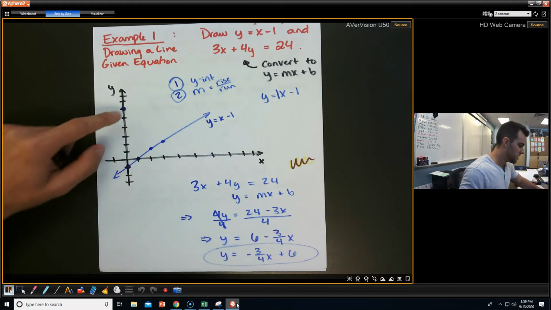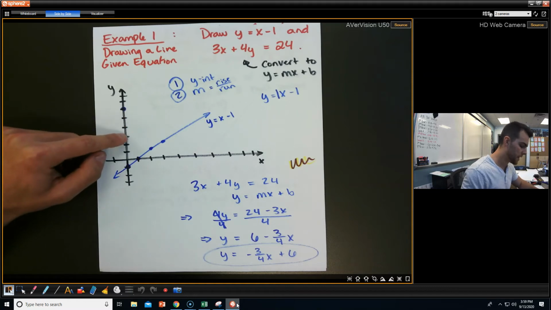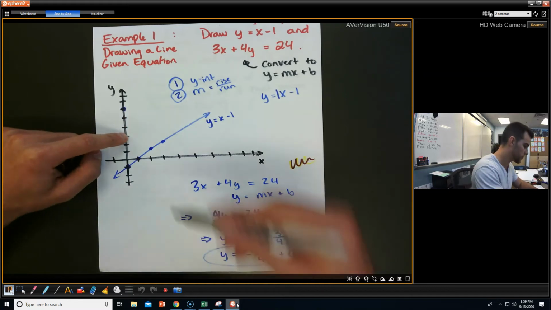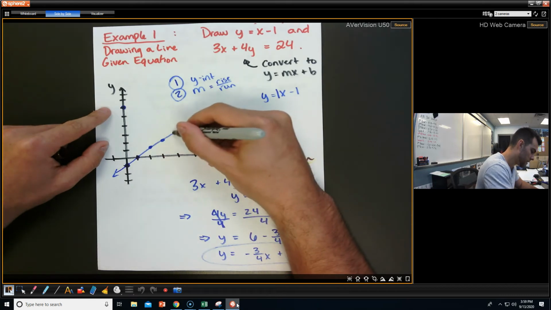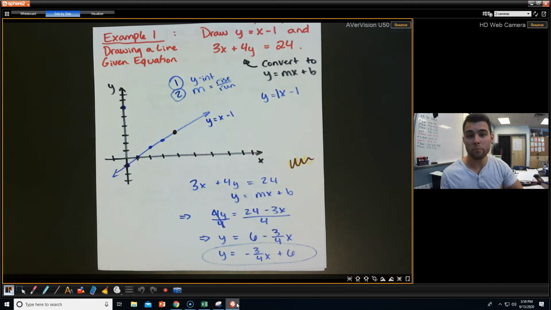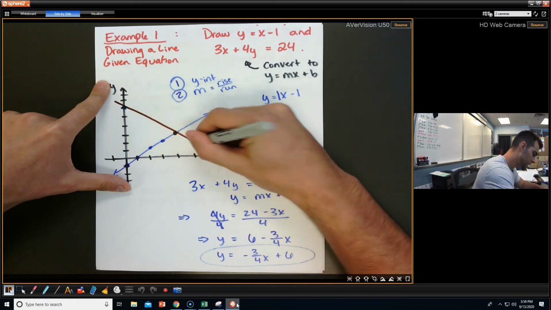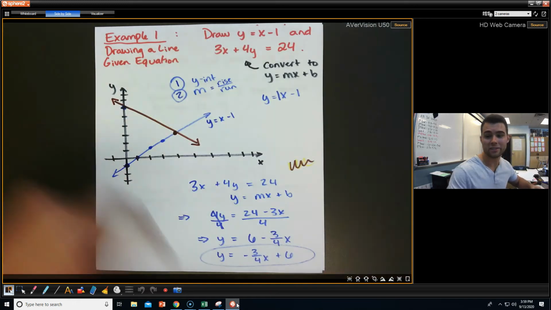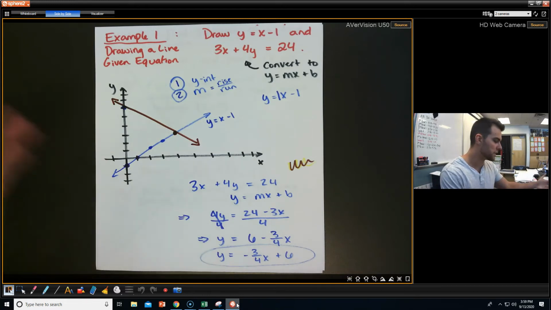So I'm going to start here. I'm going to go down 3. 1, 2, 3. And my run is positive, so I go to the right. 1, 2, 3, 4. I'm right here. Once I get that second point, I'm done. That's my line. A line just needs 2 points, and that's it. We know where the rest of the points are going to lie.